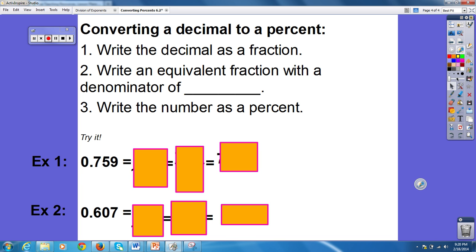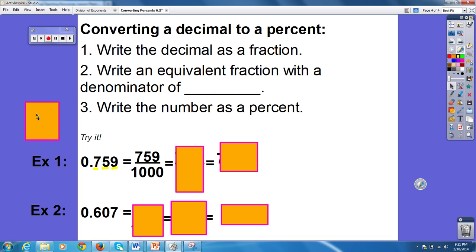Remember, we've got our tenth place, hundredth place, thousandth place. Because this number is pronounced 759 thousandths, I'm able to write it as 759 over 1,000.